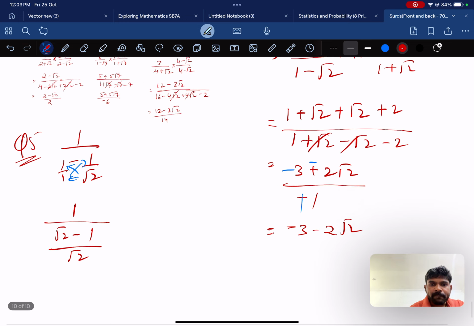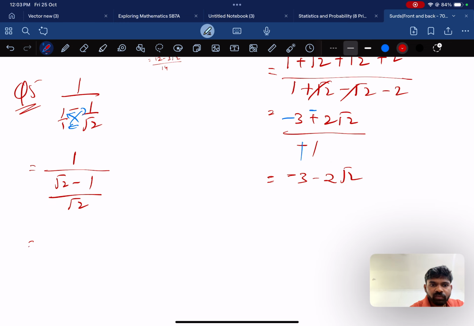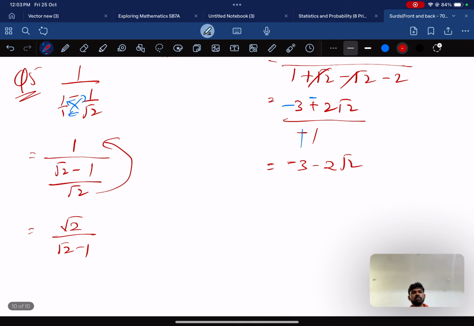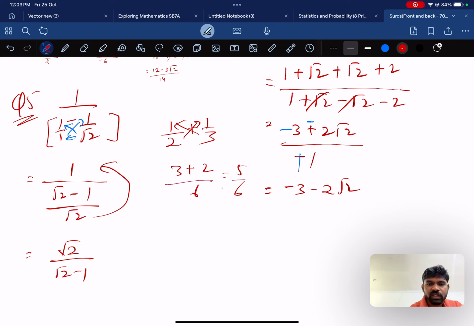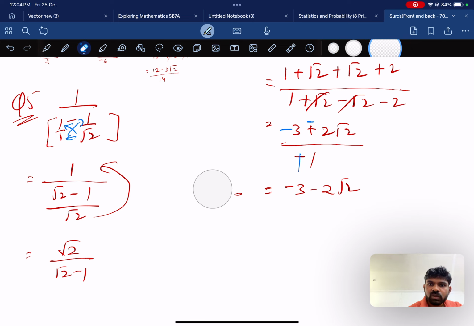Okay, and after that, you know that this root 2 can be written at the top. So root 2 divided by root 2 minus of 1. Remember this, if you get confused about how I'm doing this, if you have 1 by 2 plus of 1 by 3, what do you get actually? You do it like this. So 3 plus of 2 divided by 6, right? So 5 by 6 is the answer. The same method we are going to follow to do this also.